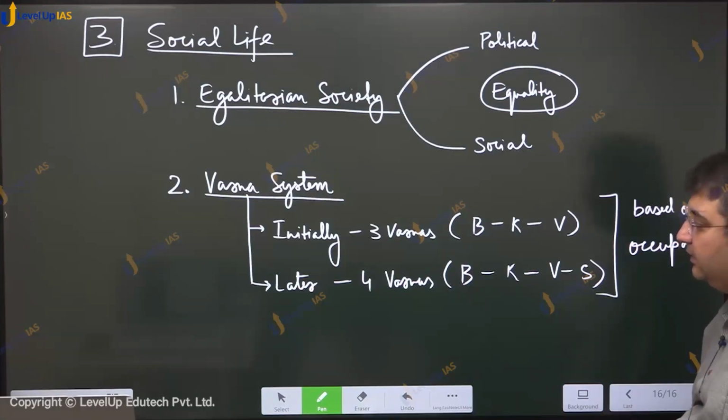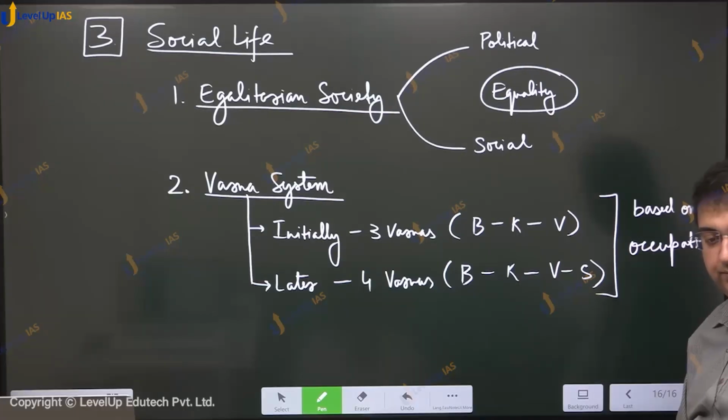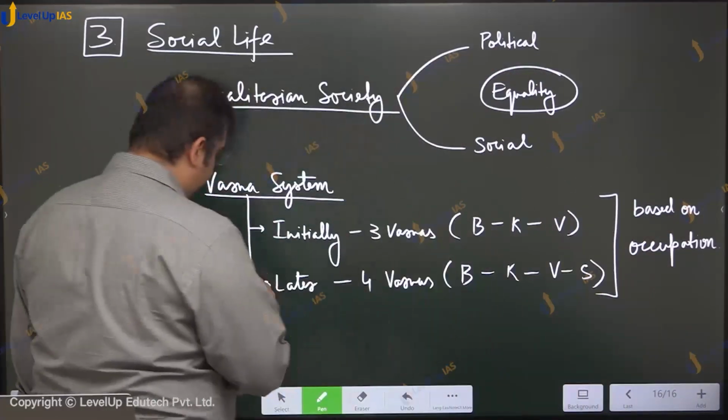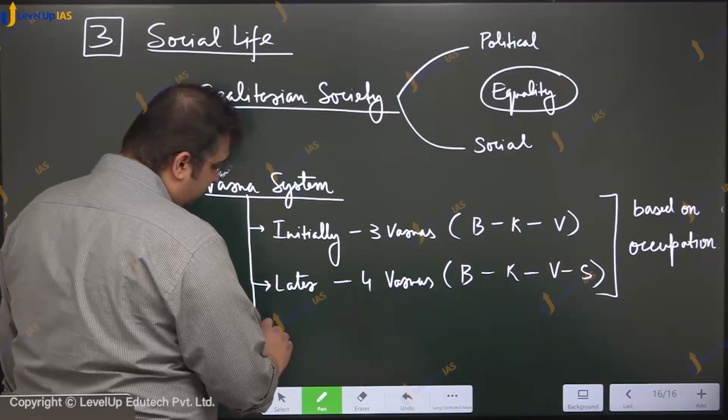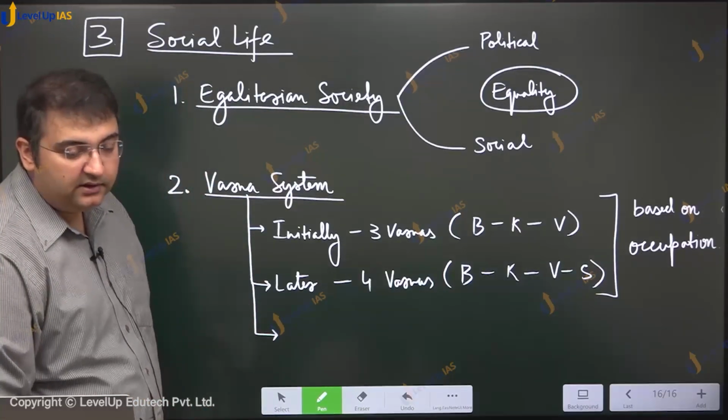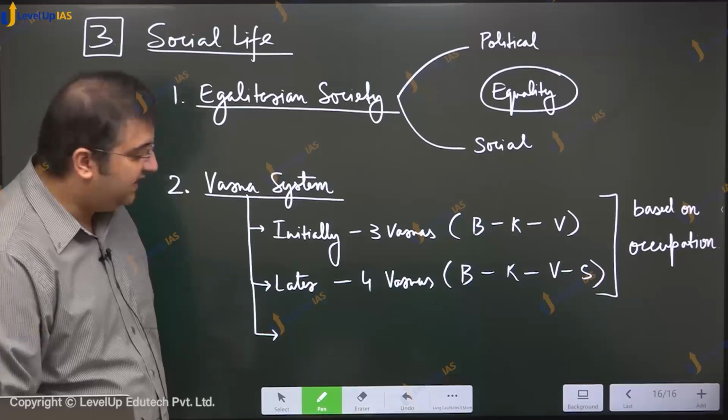Presently, is it possible for people to change the varna that they are born into? It is not. Back then, it was possible. Okay? So varna was not assigned by birth. Rather, it was achieved by individuals on the basis of their merit, their capabilities.